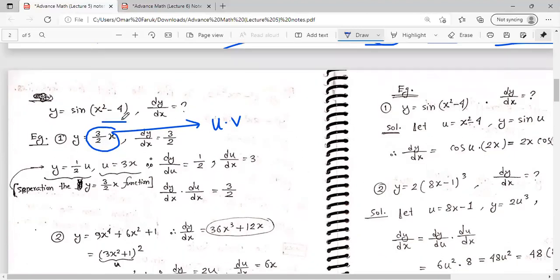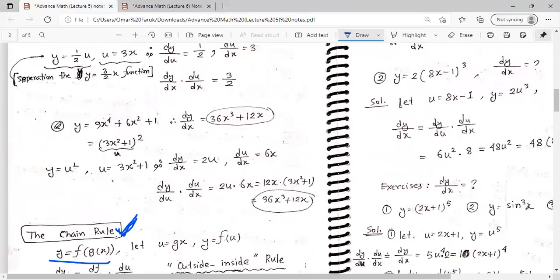So let's go here. Here we have y is equal to 9x to the power 4 plus 6x squared plus 1. So dy by dx, we have to calculate the derivative of this function.